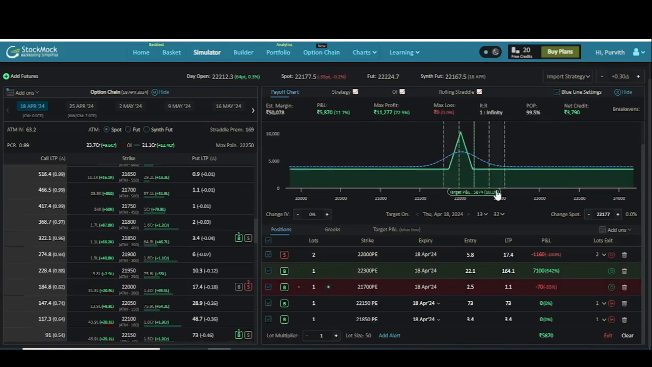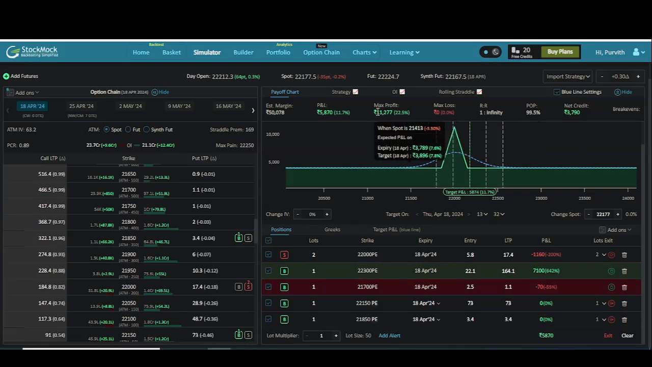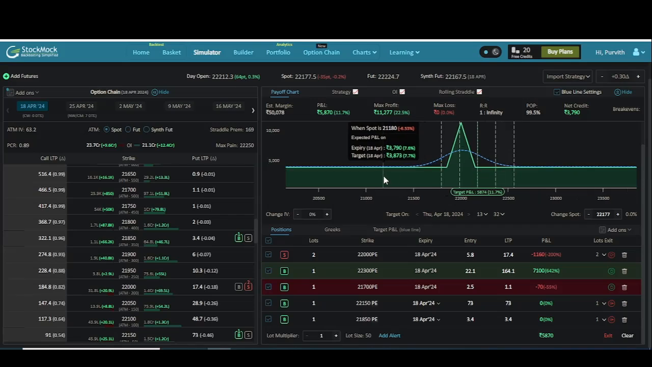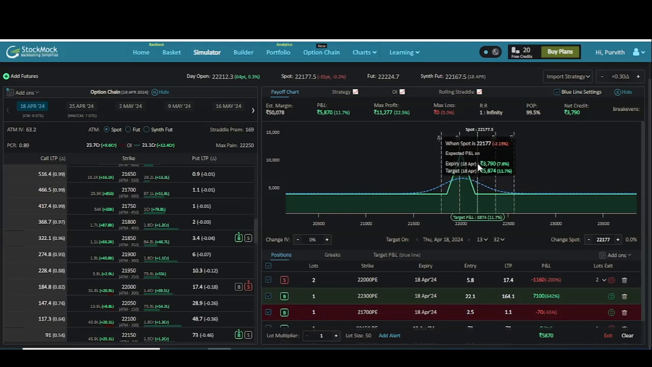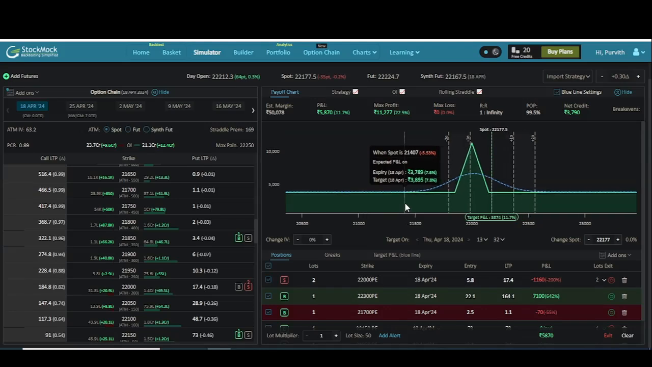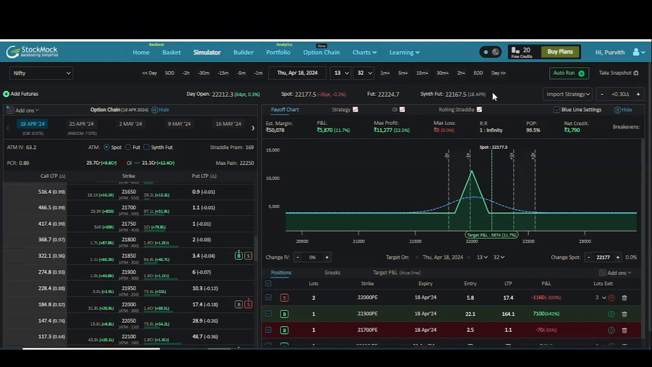You see this is how it works: the minimum profit is 3,800 rupees, correct? Sorry, the minimum profit is 3,800 rupees. The maximum profit is 11,000. We don't know whether the market may expire here or here, but the minimum profit of 3,800 will be in our pocket. Now this is how we have to trade the butterfly in the directional bias.